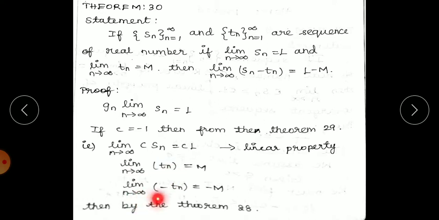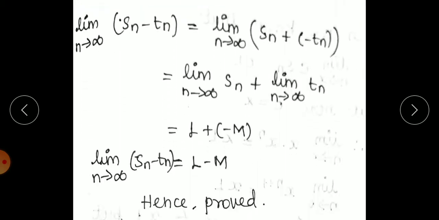So the limit as n tends to infinity of minus Tn, since we are taking C as minus 1, as per the linear property, we multiply by that minus, so the limit of minus Tn equals minus M. Now by theorem 28, the first theorem, the limit of Sn minus Tn equals the limit of Sn plus minus Tn. So we split it as limit Sn plus limit of minus Tn, whose value is minus M. So the limit of Sn minus Tn equals L minus M. So hence the theorem is proved.